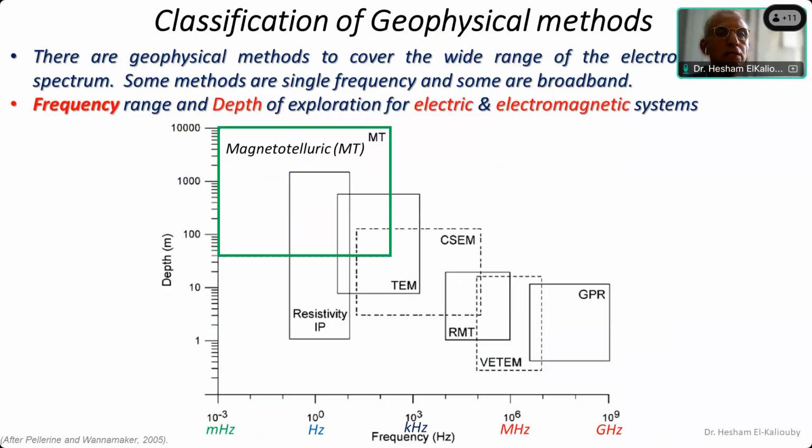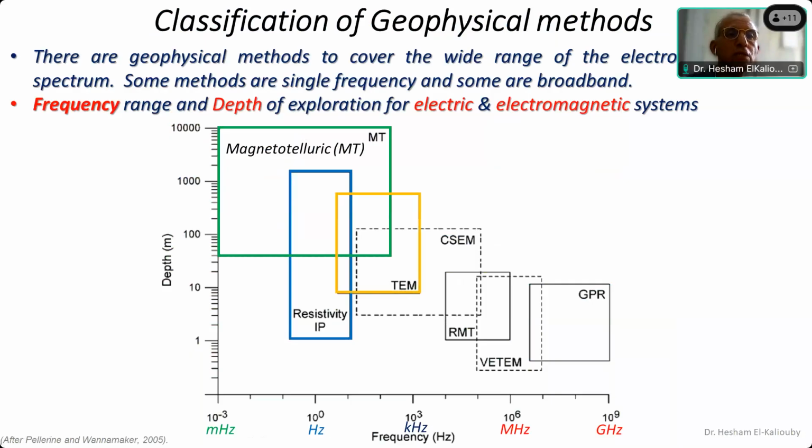For methods like induced polarization and resistivity, these techniques work in the hertz range, and they can go in depth from a few meters up to hundreds and maybe a few thousand meters. Transient electromagnetic, or time domain electromagnetic, works at a bit higher frequency, the kilohertz range, and can also go from a few meters up to hundreds of meters, and sometimes could reach about 1,000 meters, 1 kilometer in depth.